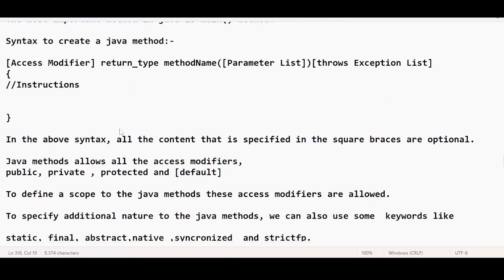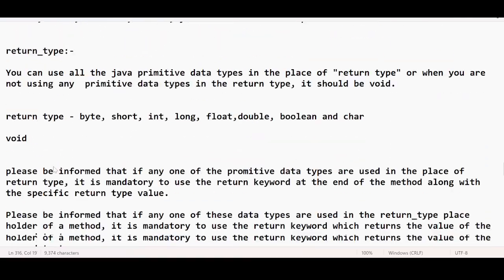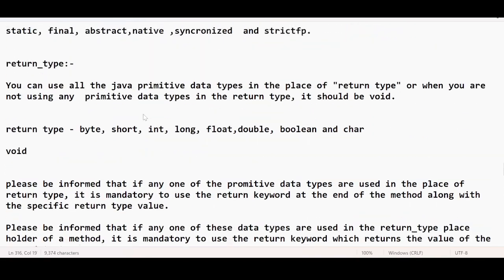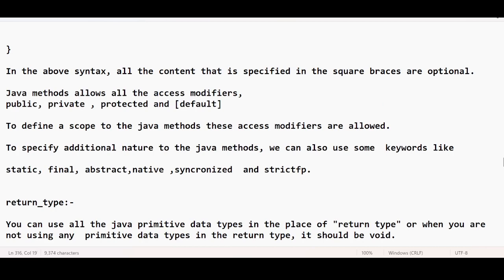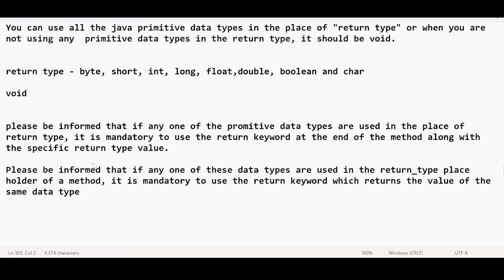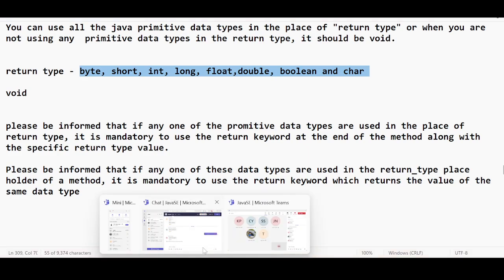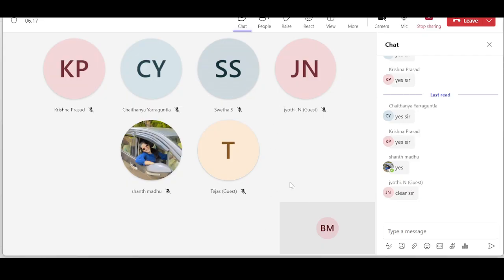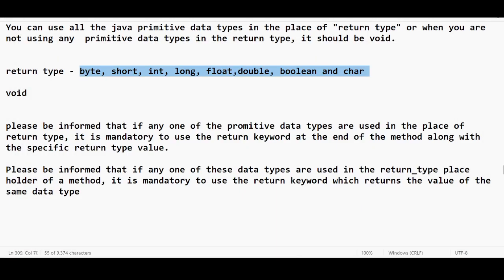So, yesterday we were discussing Java methods, and we have seen some problems on top of primitive data types. If you want to use the return type as primitive data types, it is mandatory to use what? The return keyword. The return keyword is mandatory when you are building a method using any one of these primitive data types. If you are using void, then the return keyword is optional.